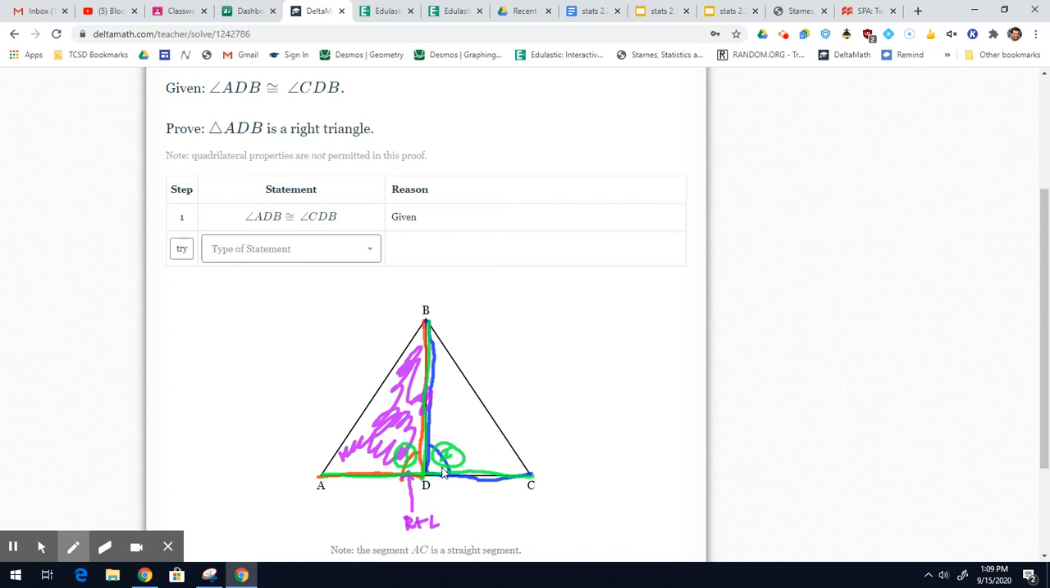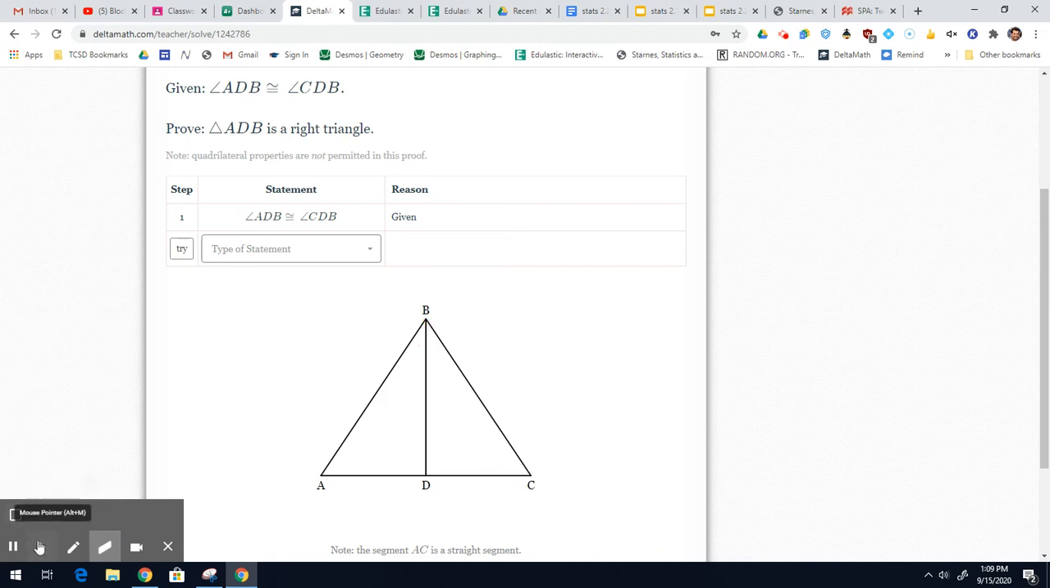Just talked it all out loud. Now it's time to write it all down. And you're like, what the heck did he just say? I have no idea. Well, I mean, I'm thinking 5 steps ahead. It's a lot, but as you get better at proofs, you think ahead. It's like chess, right? You got to think moves ahead.